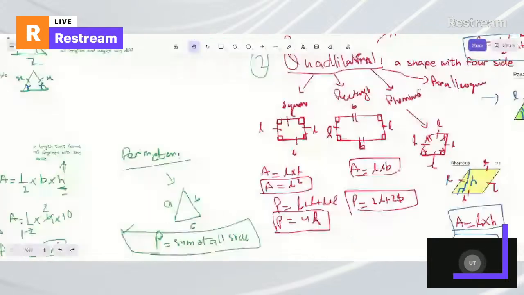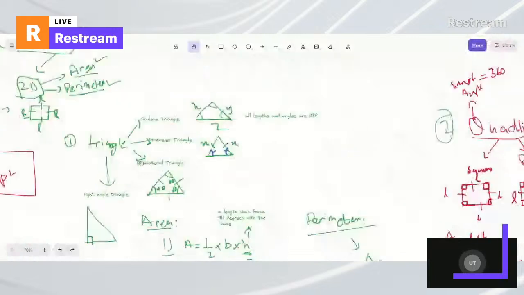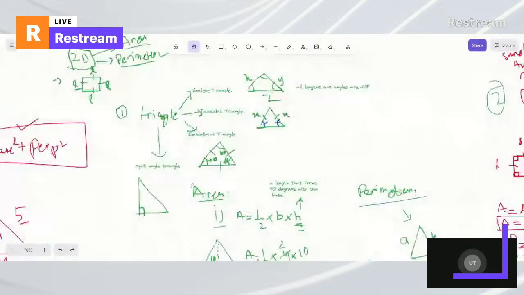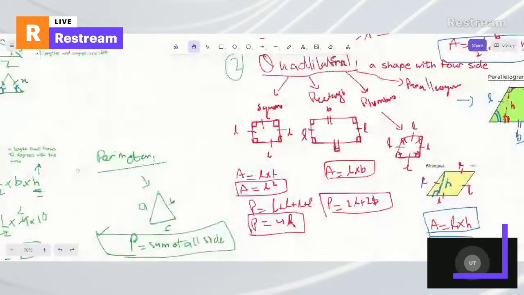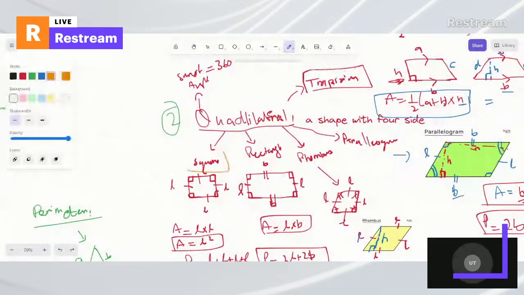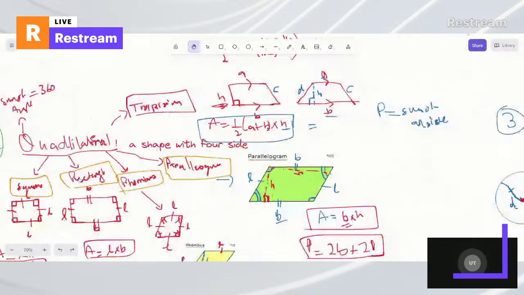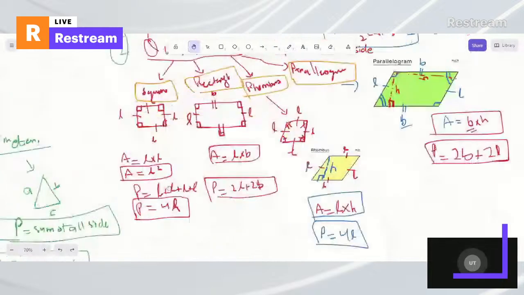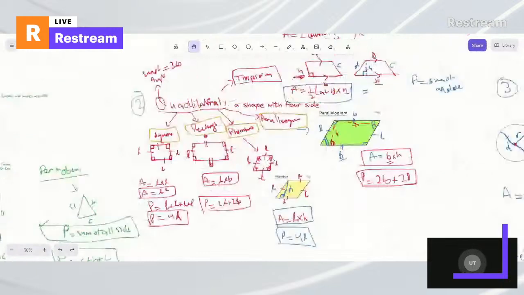Let me just go through it quickly. There were four types of triangles that we discussed: scalene, isosceles, equilateral, and right angle triangles. Then there are quadrilaterals. There are five types of quadrilaterals that I discussed with you: squares, rectangles, rhombus, parallelogram, and trapezium. Five different types of quadrilateral with different formulas for each one of them. I've mentioned the formulas over here, so if you want to take a screenshot, quickly take it.